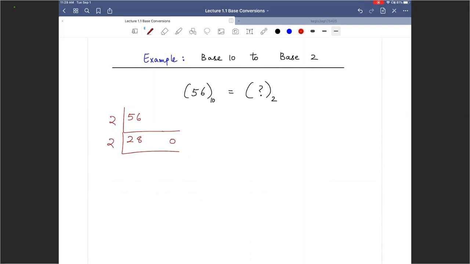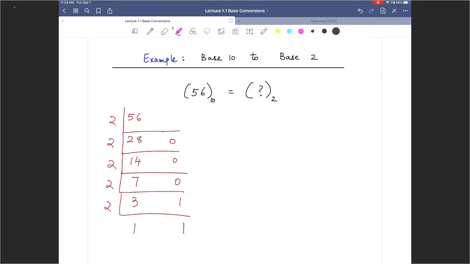Divide by 2 again. You get 14. Remainder is 0. Divide by 2 again. 2 times 7 is 14. Remainder is 0. 2 times 3 is 6. Remainder is 1. 2 times 1 is 2. Remainder is 1. Now I've got everything that belongs to binary. So I can stop here.